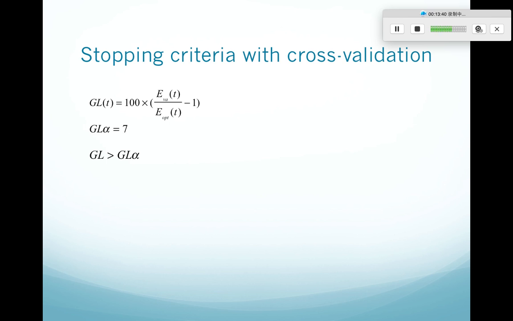I choose GL alpha equal to 7 in this project. And then, if the rate flattened, I use the weights in previous iterations. Here, doing the prediction on the training set and testing set, I got 100% and 97.50% separately for the training set and testing set.